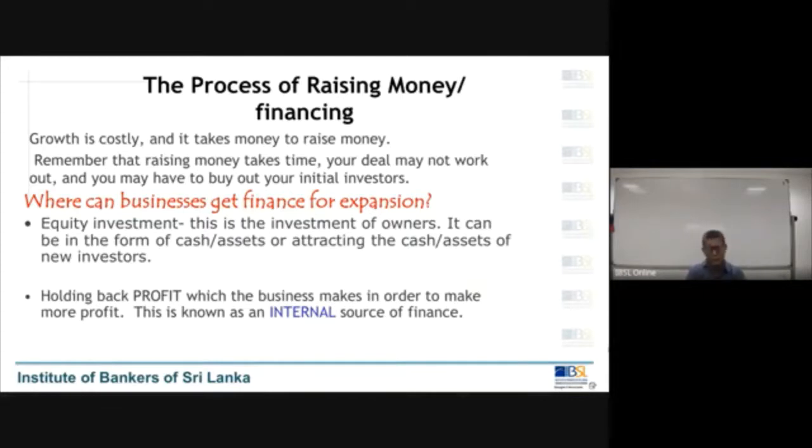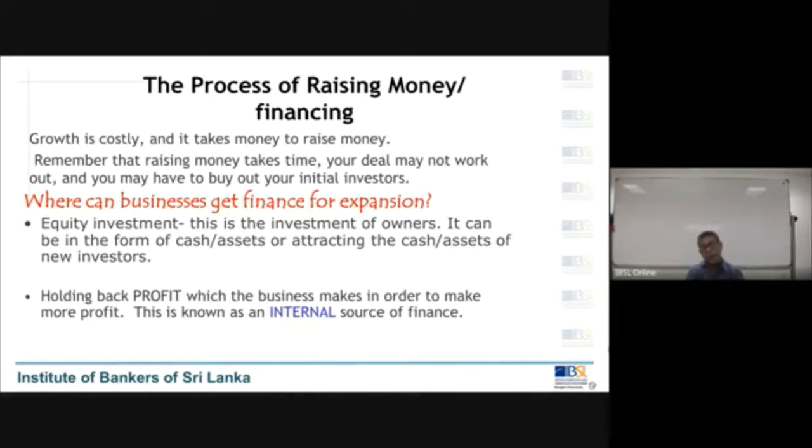I think this year's exam had a question, when asking for comparison purposes, one of the questions asked what are the methods you use to improve your businesses. For that, you need money. First, equity investment. That means issuing shares.